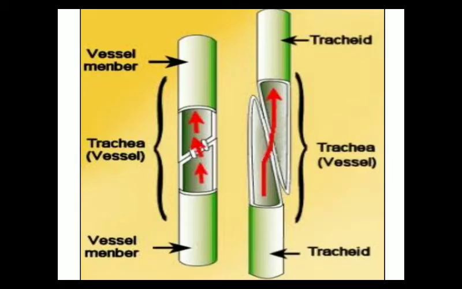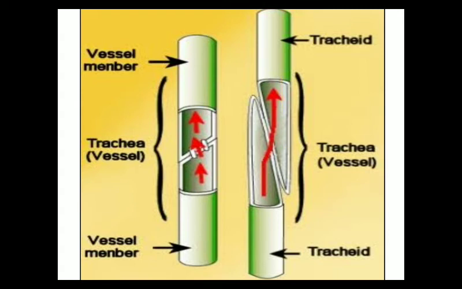So this is the diagram of tracheids and vessels. So you can see the arrangement of cells, how the tracheids are arranged and how the vessel cells are arranged. In case of vessels, water will move in an upward direction. But in case of tracheids, water will move upward, then obliquely turn and enter into another tracheid. Then again it will move upward.